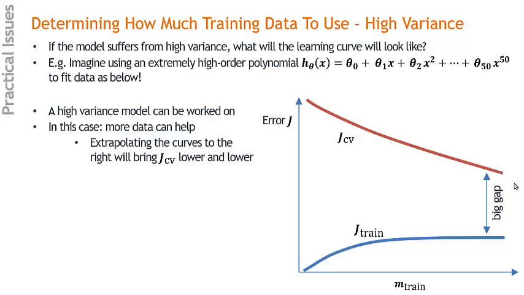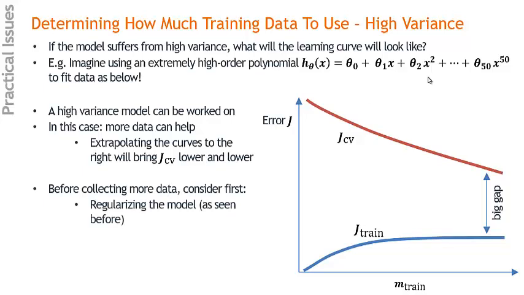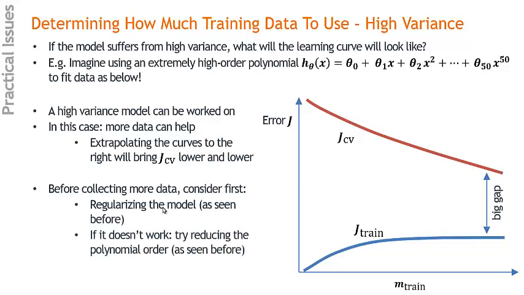However, in practice, data is often very hard to come by. So what happens when you really can't get more data and you still have a big gap? Well, that means that your data is insufficient to train the complicated model that you're trying to put on it, and you should consider either regularizing or reducing the polynomial order and get a simpler model that's appropriate to the amount of data that you have.